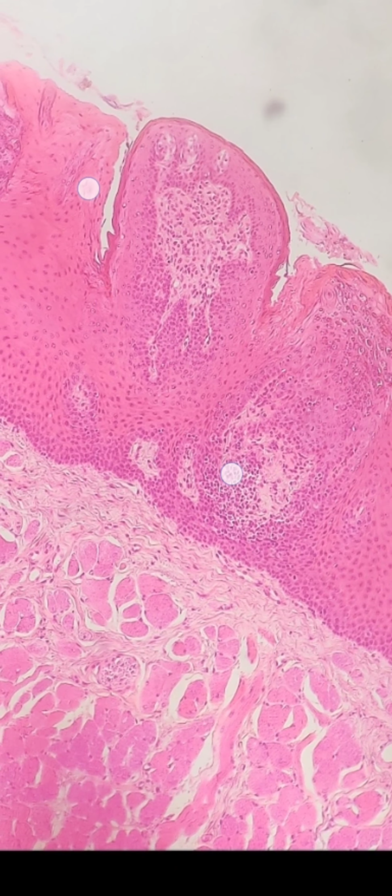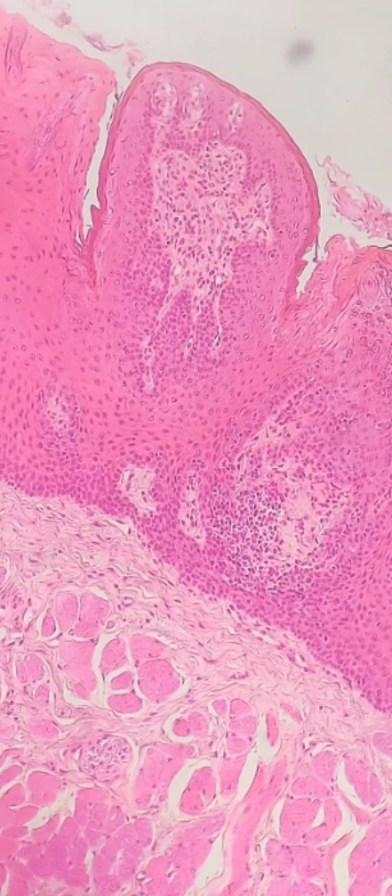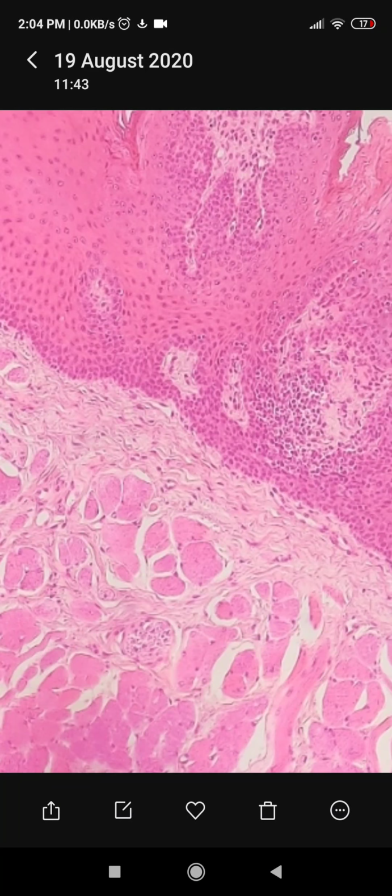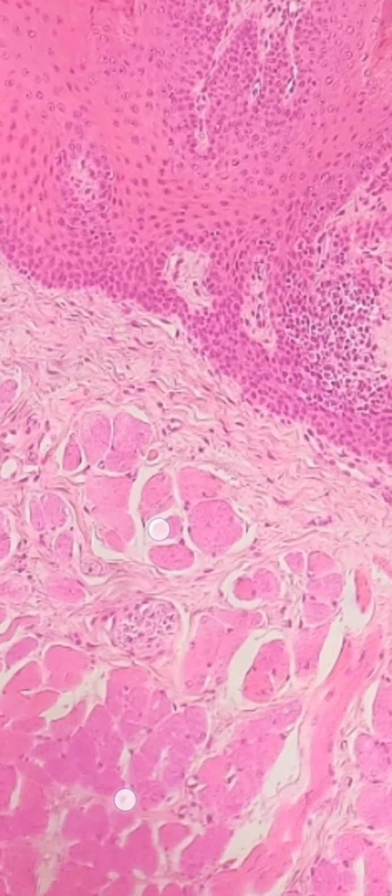Now this is the fungiform papilla. This is the mushroom shaped papilla, and fungiform papillae have taste buds on their apical surfaces. They are less numerous as compared to the filiform papilla. Here you can appreciate more the mucosa, the connective tissue in the mucosa, the cells of connective tissue in the mucosa, and then the skeletal muscles.